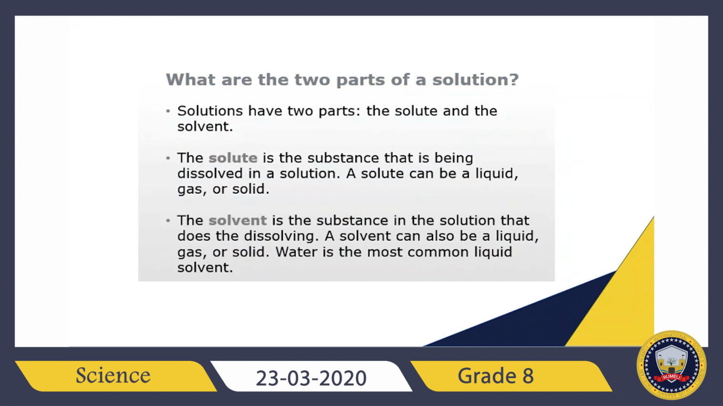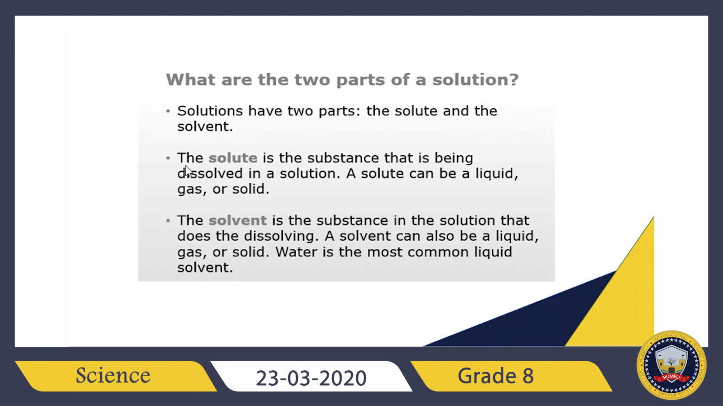So now that we understand how to distinguish between the three types of mixture, solution, colloid, and suspension, let us discuss a little about the two main parts of a solution. A solution is made up of two parts, the solute and the solvent. The solute is the substance that is being dissolved in a solution, and it can be a liquid, gas, or solid. What about the solvent? The solvent is the substance in the solution that does the dissolving, and a solvent can also be a liquid, gas, or solid. And as we know, water is the most common liquid solvent.